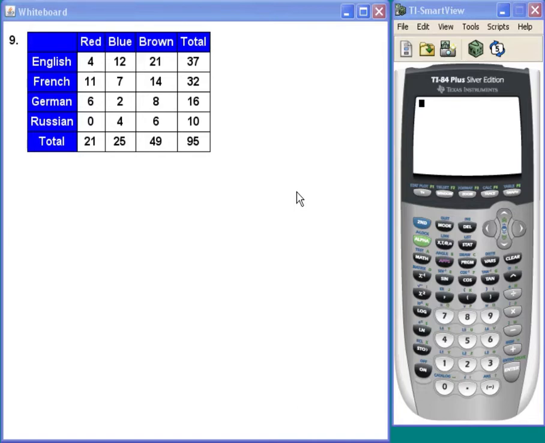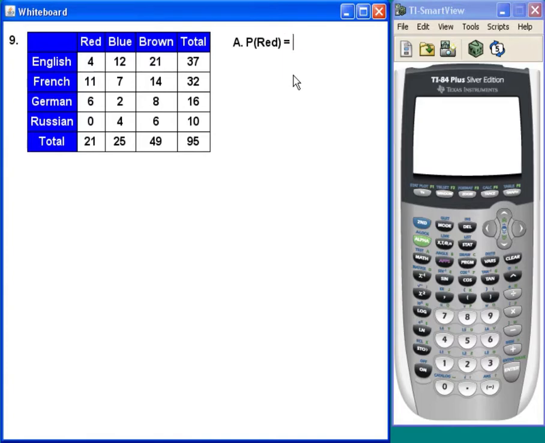There will typically be a problem in which information is presented in a table asking for various probabilities. For example, a previous exam question dealt with a book binding color and nationalities of authors. So here we have book binding colors, red, blue, and brown, and nationality of authors, English, French, German, and Russian. All right, part A wants us to find the probability that the book has a red binding.